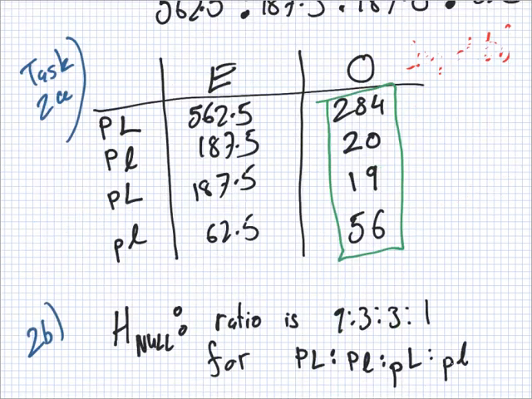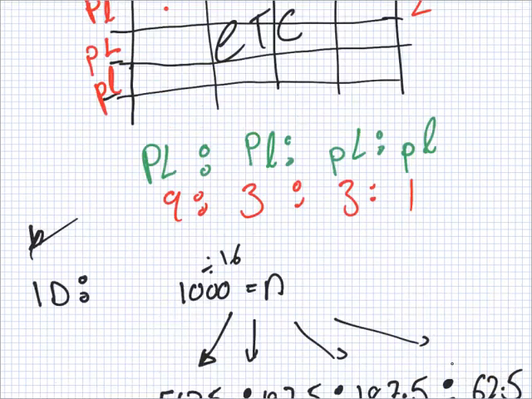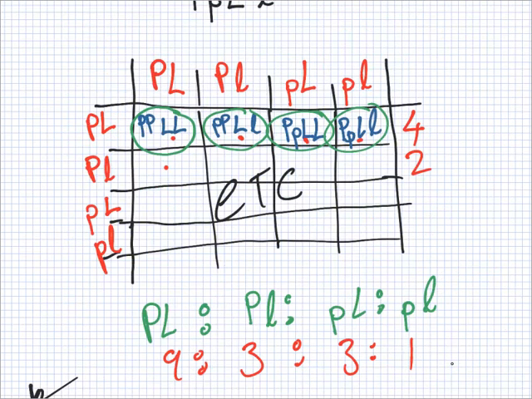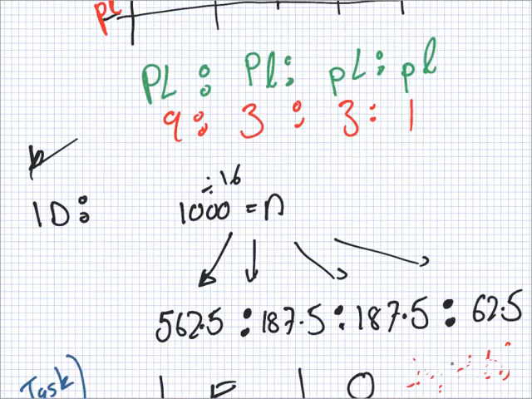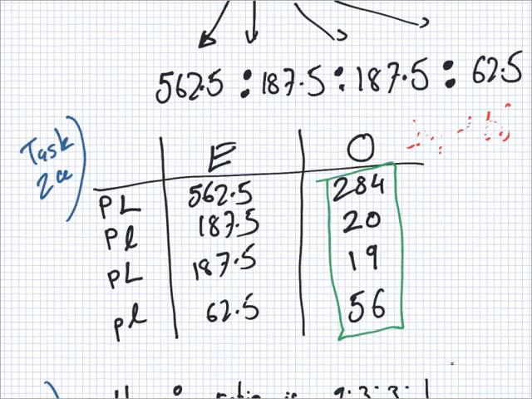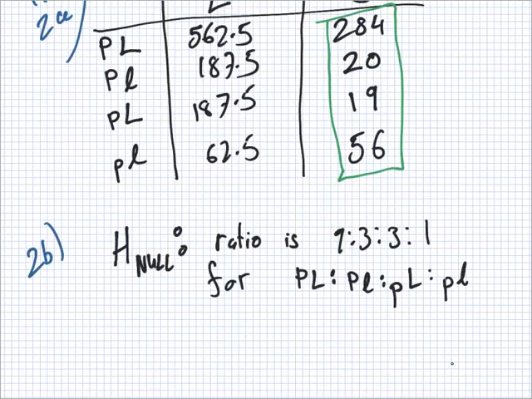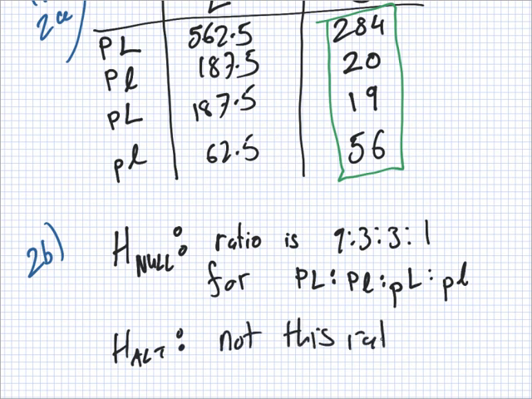But Mendel assumed that there's independence, so if Mendel made this Punnett square, he would get this ratio. So that's what we were expecting, but that's maybe not what we get. So the alternative hypothesis is that it's not this ratio, basically. It's not 9 to 3 to 3 to 1.